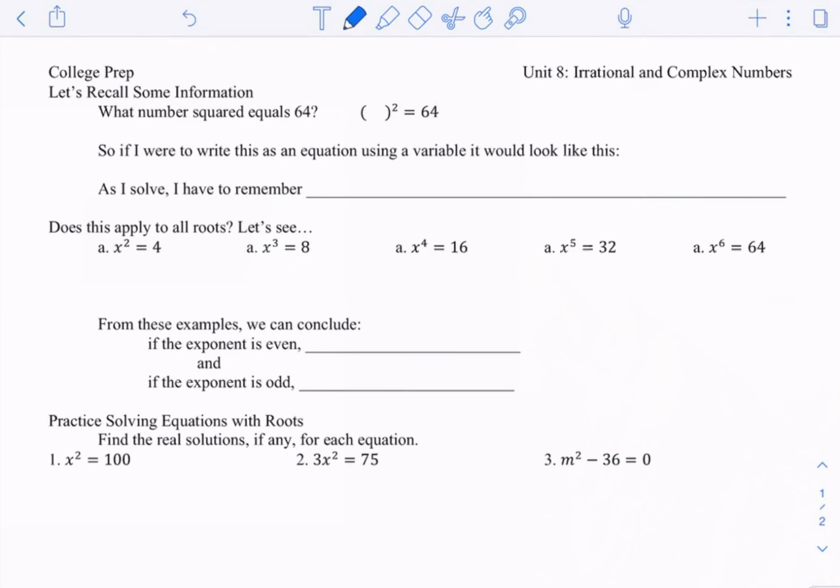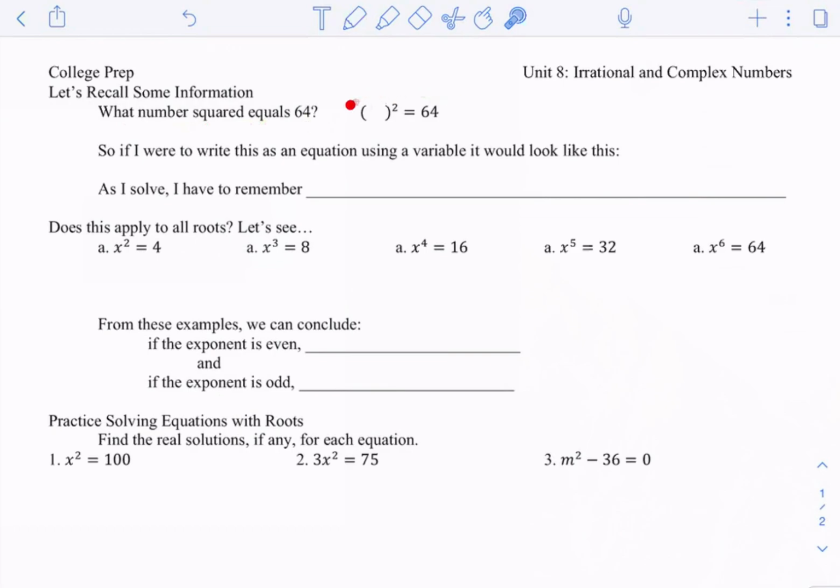It's Miss Talhami, and today our goal is to solve equations with roots. So in order to do that, we need to recall some information. So take a look at the top here. It says, what number squared equals 64?